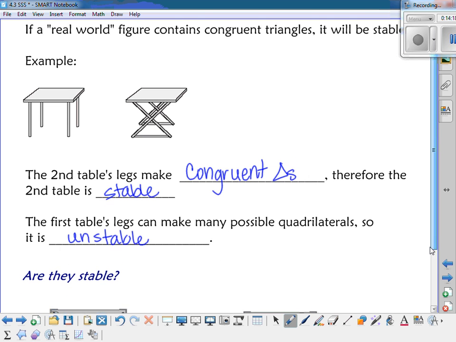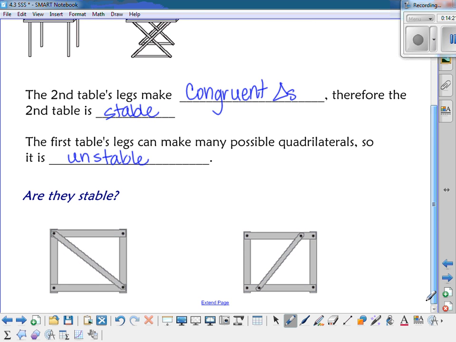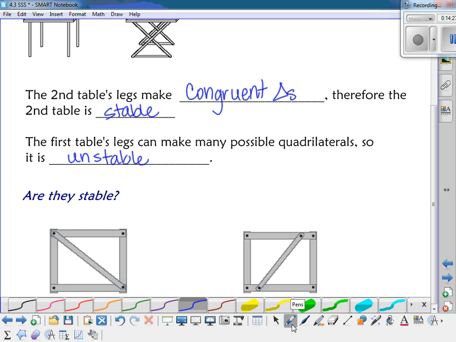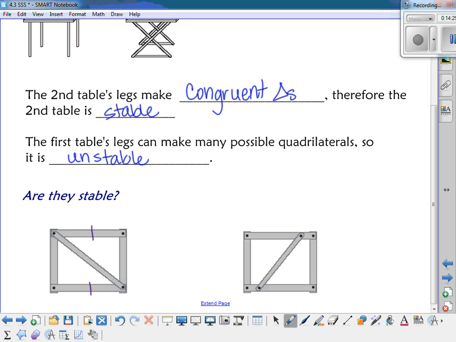So if we look at another example down here, if I look at the first figure, it's a rectangle, and I can see that those sides are congruent, these sides are congruent, and of course this is congruent to itself. So yes, that one is stable because I have congruent triangles by side, side, side. But if I look at the second figure, there's no triangles at all, and so it actually could move a little bit, and this one would not be stable.